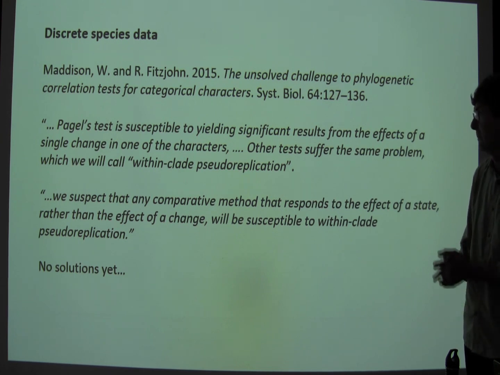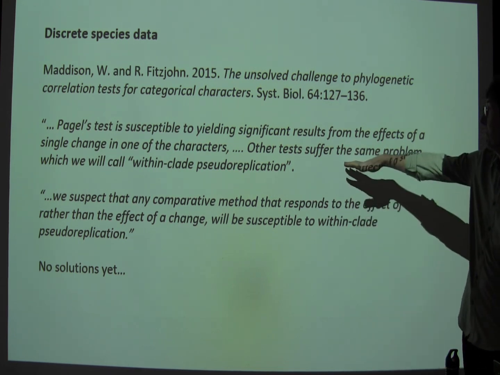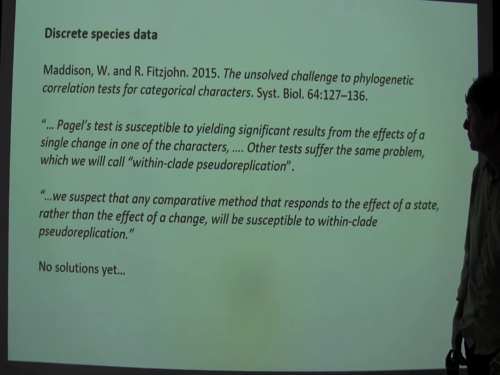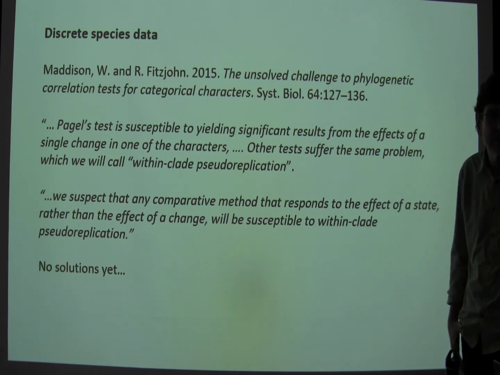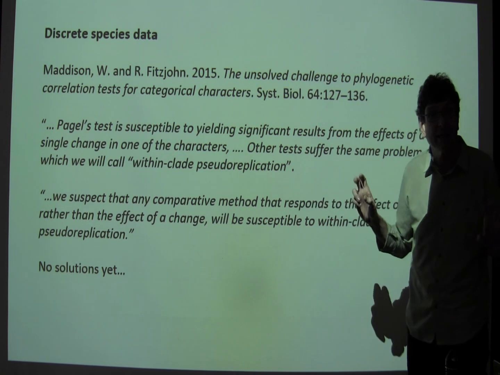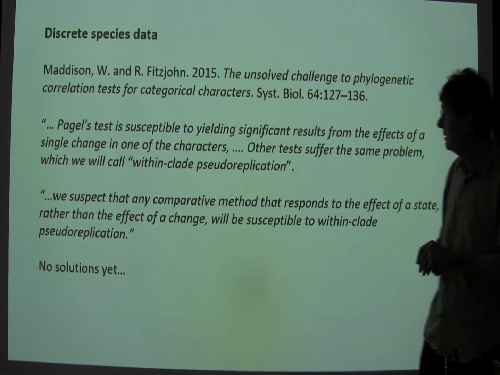And so through this combination of inadvertent bias and Pagel's method, you can get significant results when the association is not real. They call this within-clade pseudo-replication.